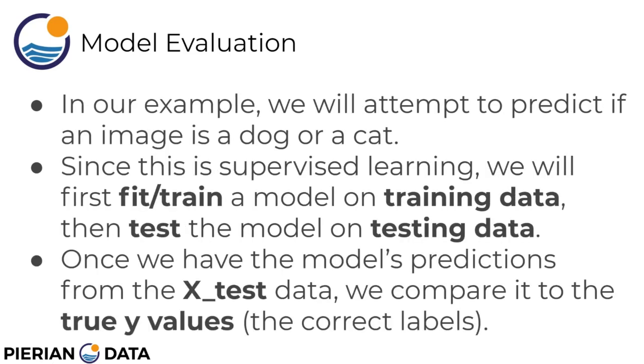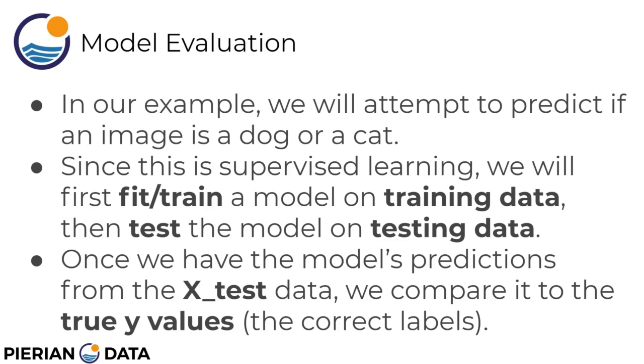So in our example, we're going to attempt to predict if an image is a dog or a cat. And we'll actually perform this task later on during the convolutional neural network portion of this course. Now, since this is a supervised learning problem, what we're going to need to do first is fit or train a model on training data. That means we're going to have images that someone's already labeled dog or cat, so we know the correct answer on these images.